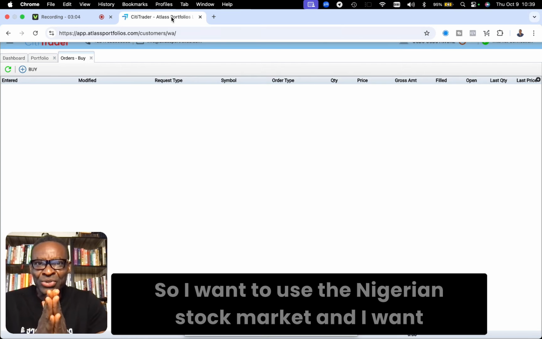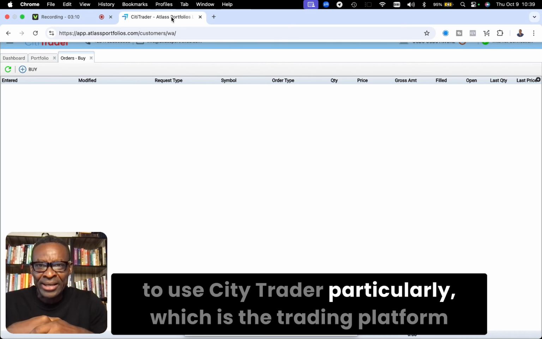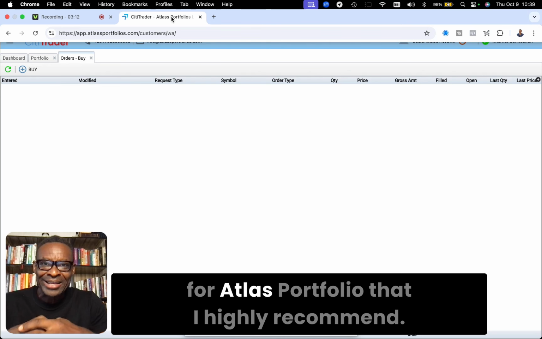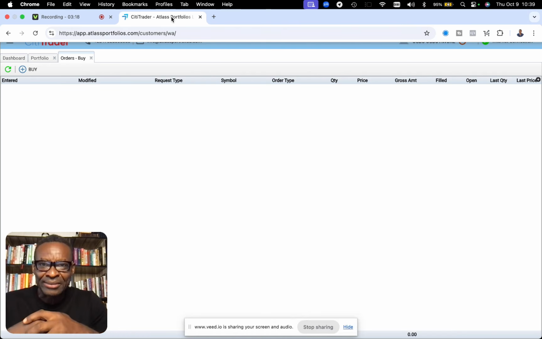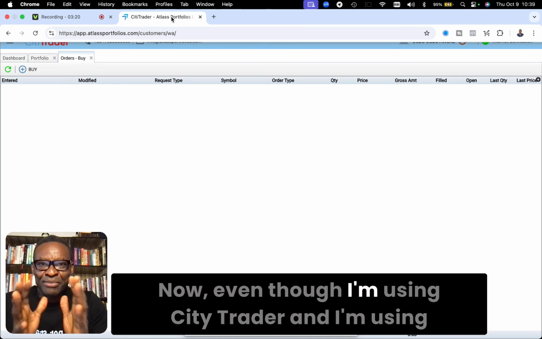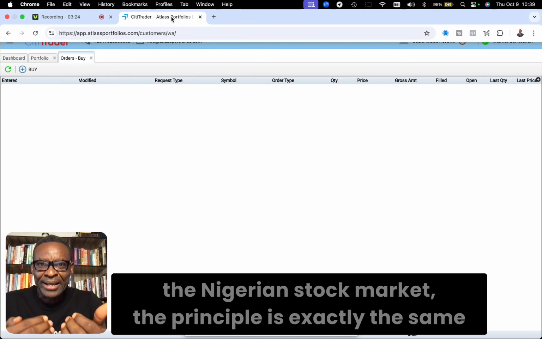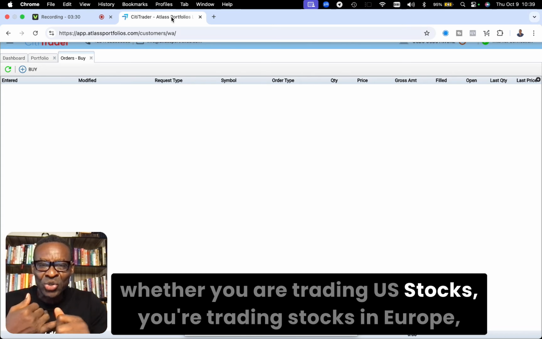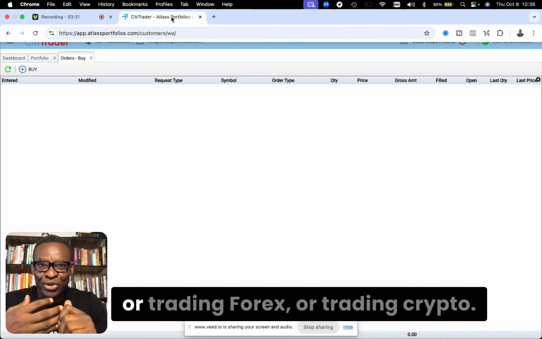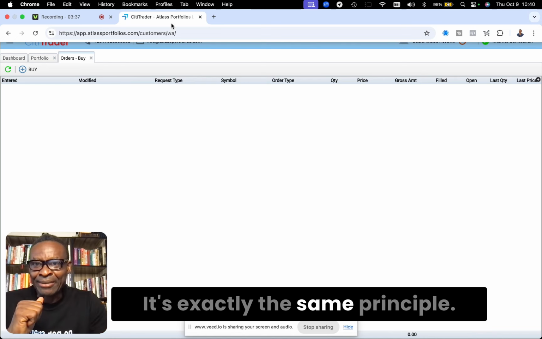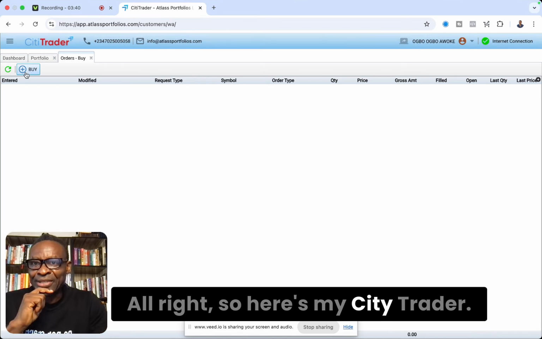So I want to use the Nigerian stock market and I want to use CitiTrader particularly, which is the trading platform for Atlas Portfolio that I highly recommend. But of course, do your research. Even though I'm using CitiTrader and the Nigerian stock market, the principle is exactly the same whether you are trading US stocks, stocks in Europe, Forex, or crypto. All right, so here's my CitiTrader.